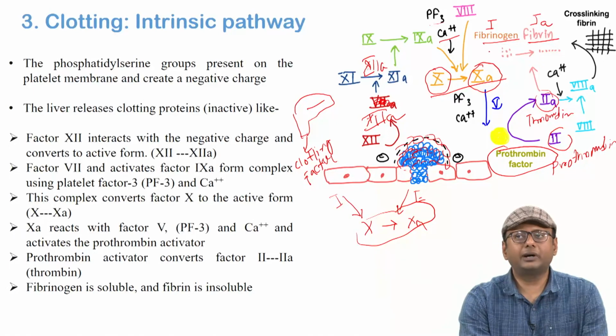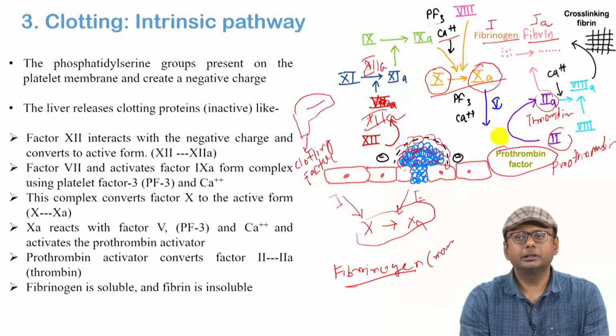So, what is basically fibrinogen? These are soluble molecules of monomer. Okay, these are basically monomers. So, what I am saying is that these fibrinogen molecules are monomers, and they are soluble in water.